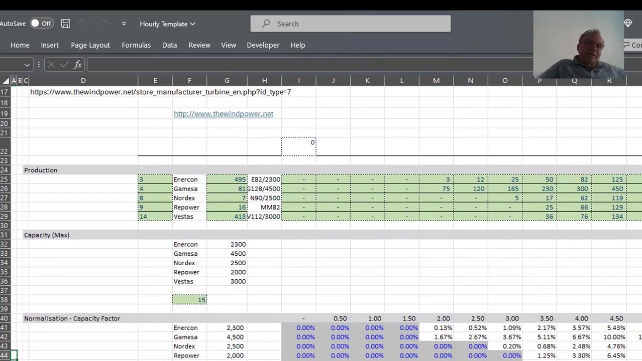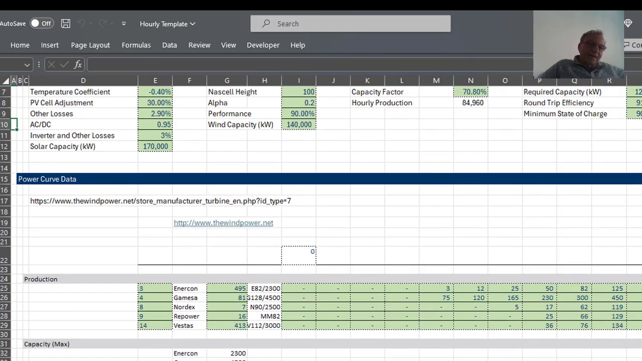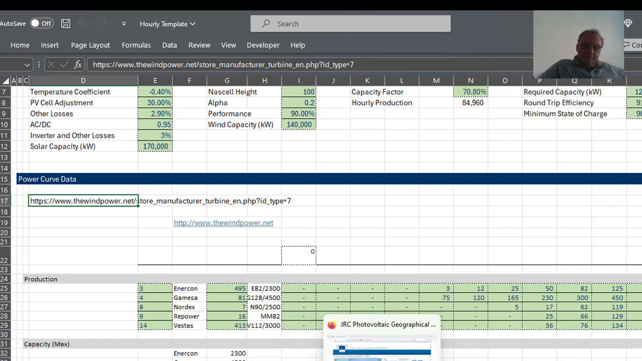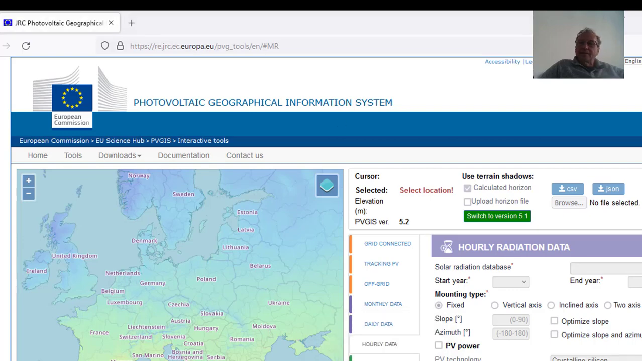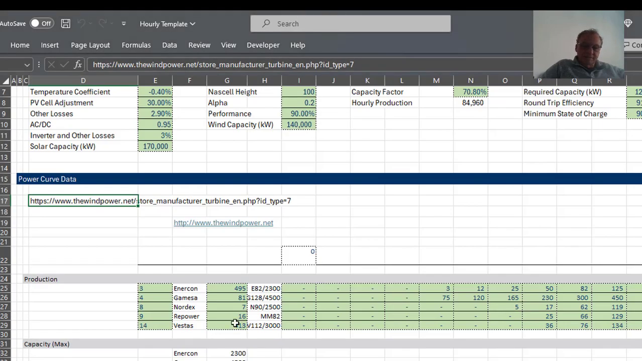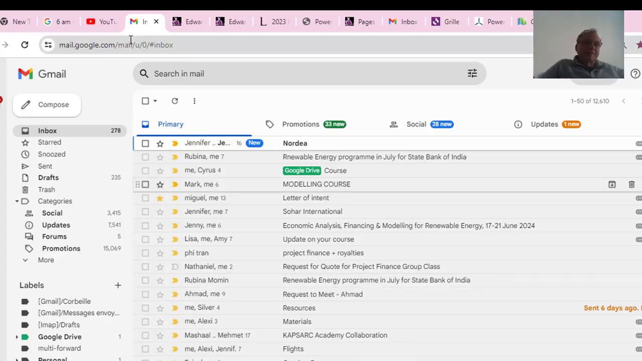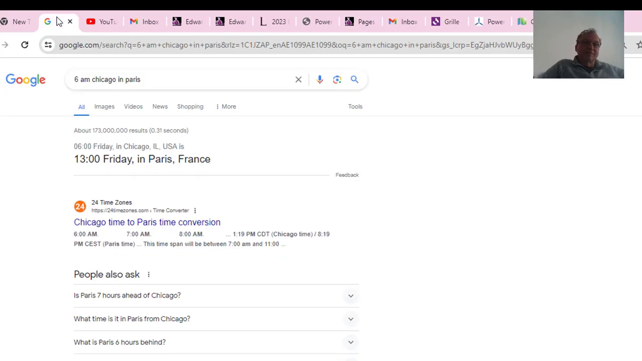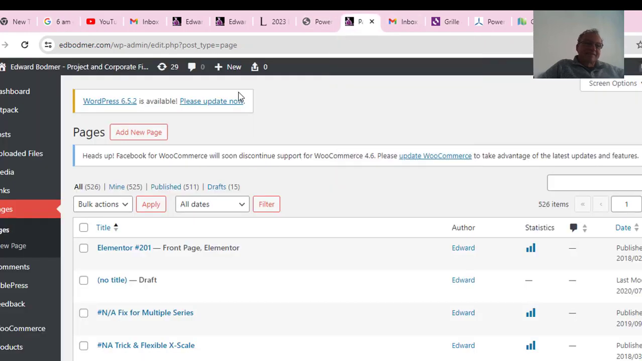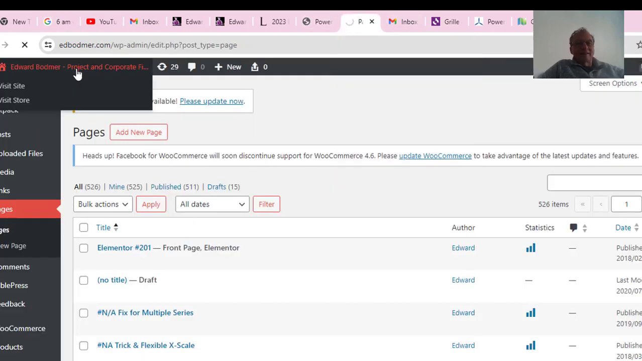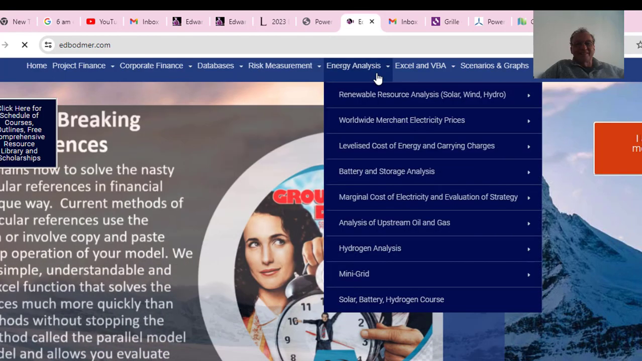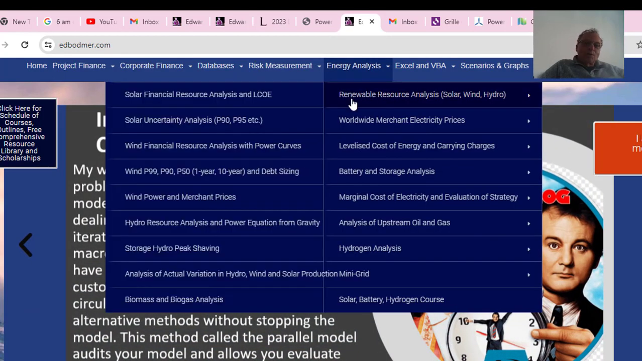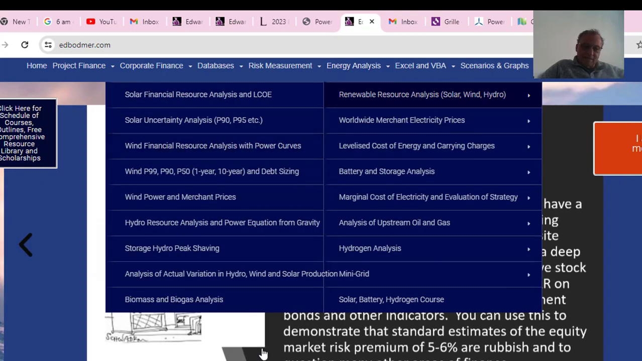Now, if you go to that website, I'm going to put this file right now on my web pages. Here, let's show you where I'll put it. I'm going to put it right here. I think I'm going to put it in all three of them, in the solar resource analysis and the wind resource analysis. So you can do this hour by hour thing.